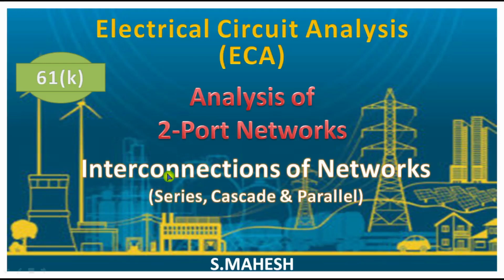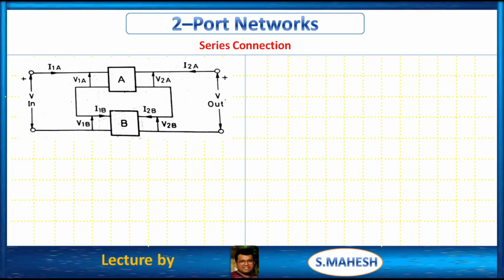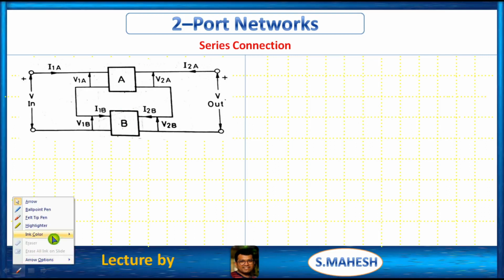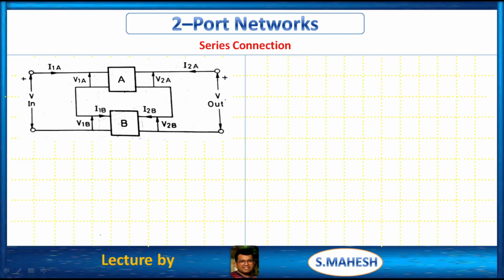Hello everyone, now we have to discuss interconnections of networks. In this we have to discuss series connection, cascaded connection and parallel connection. First we have to discuss series connection of two networks. This is network A, this is network B. These two networks are connected in series. So in this type of series connection, the use of Z parameters is highly useful.